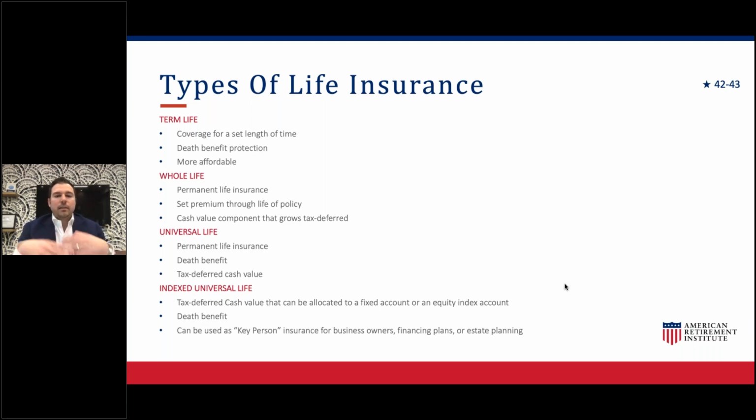So term is designed to last you for a period of time, 10, 20, 30 years. It's great for young families when you have a lot of debt, mortgages, kids are in the home, and it typically expires when a lot of people need it the most, which is at 60, 65, 70, 75. So insurance companies came out with permanent life insurance, which is designed to last you the rest of your life.